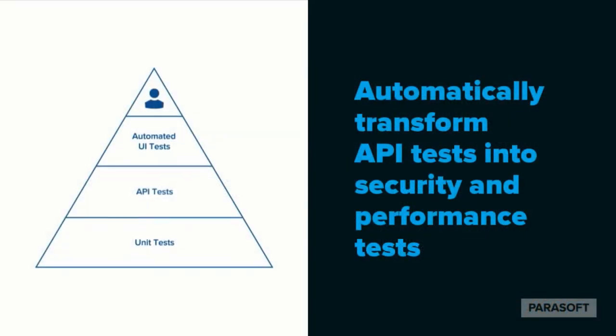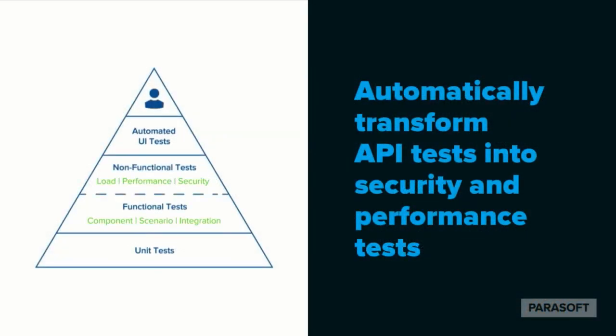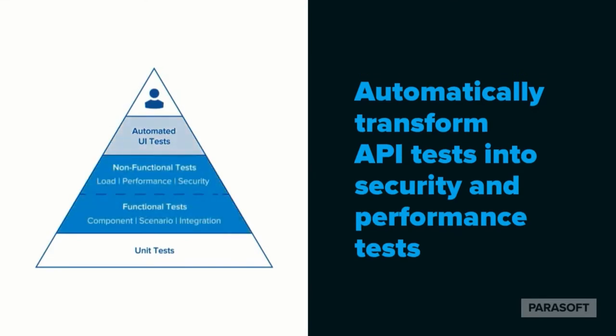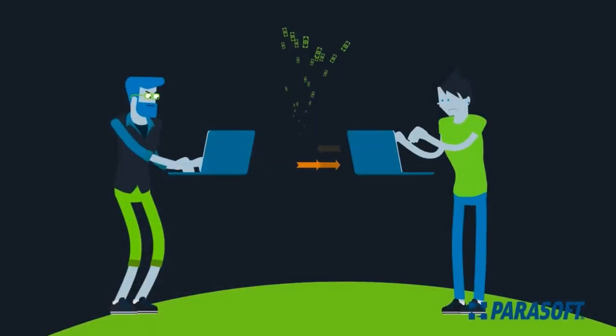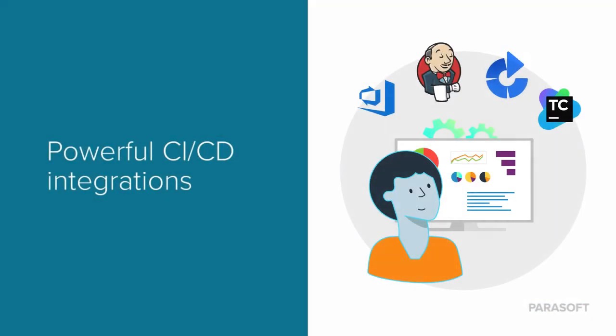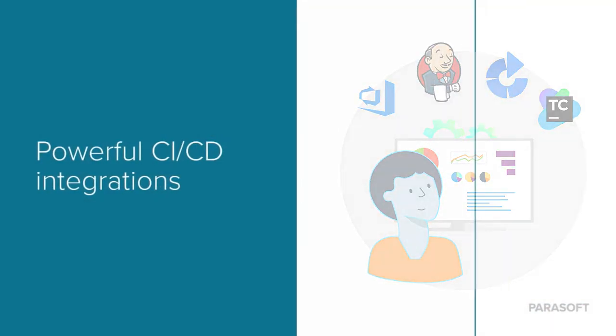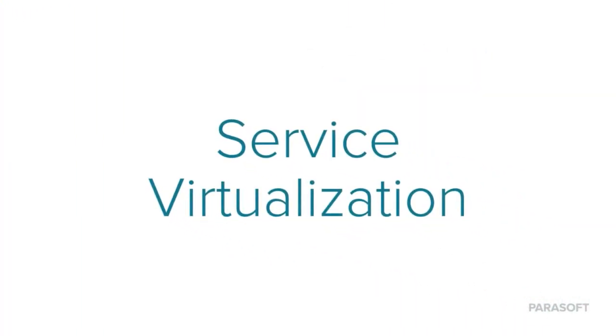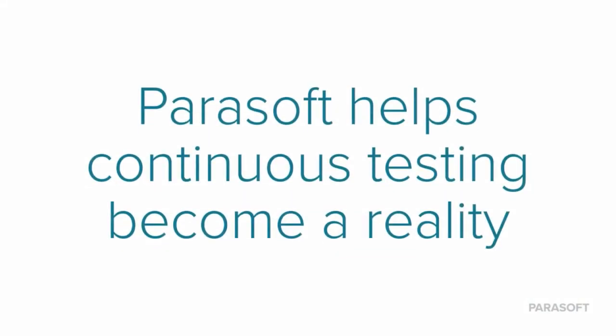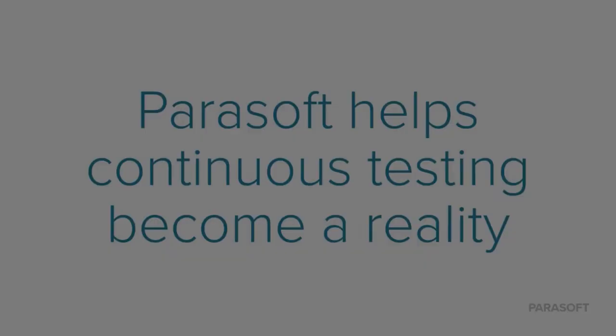But it doesn't just stop at API interfaces. All API tests can be used and reused as security and performance tests to efficiently validate non-functional requirements for early stage testing. With powerful CI/CD plugins and tight integrations with service virtualization, Parasoft enables continuous testing to become a reality so your test automation can run anytime, anywhere.